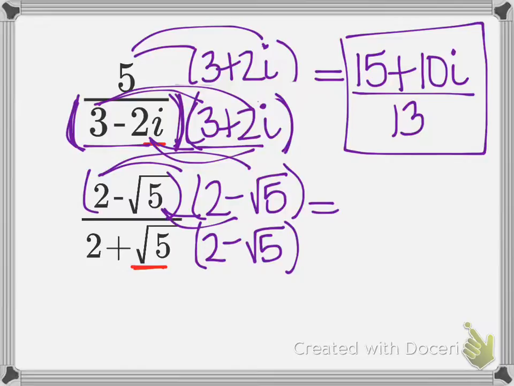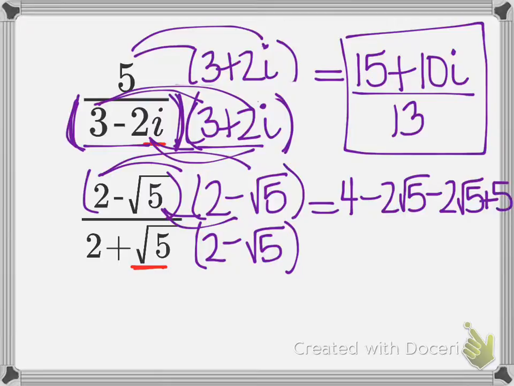Okay, so 2 times 2 gives me 4. 2 times negative radical 5 gives me a negative 2 radical 5. Then I have negative radical 5 times 2, so I actually have another negative 2 radical 5. And then finally, negative times negative is going to give me a positive, and we were talking about how a radical times itself just ends up dropping out that radical, so that's just a positive 5.